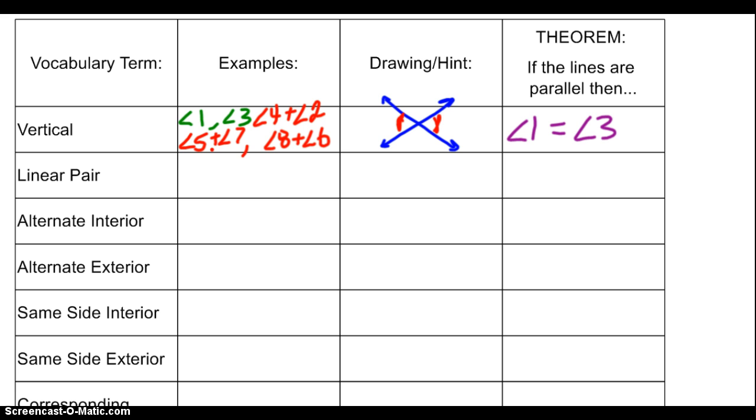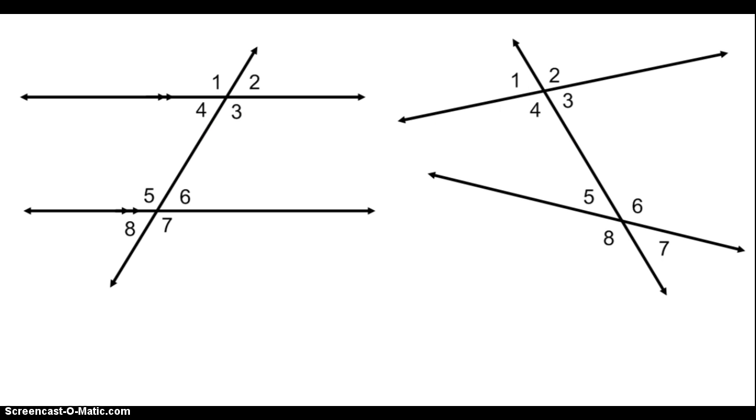Okay? We also know about a linear pair. A linear pair are any two angles that are adjacent to each other on the same intersection that add up to 180 degrees. So for example, angle 1 and angle 2 are a linear pair. Or you could say that angle 5 and angle 8 are a linear pair. Again, it works even if the lines aren't parallel. So 1 and 2 are a linear pair. They add up to 180 degrees.